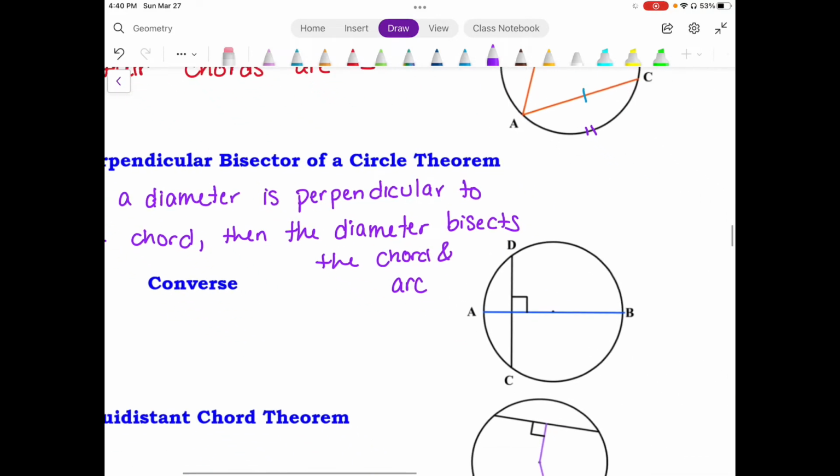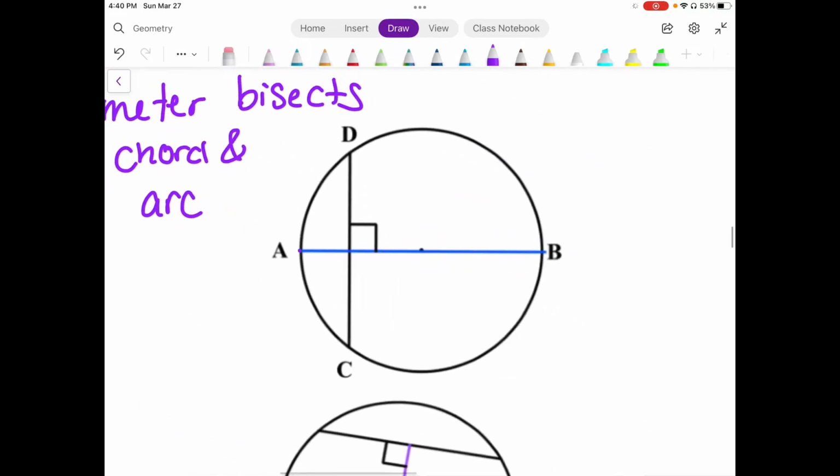So what this might look like is here is our diameter, and it is going through the middle of the circle, and it's going to cut this chord in half because it is perpendicular to that chord. It makes that 90-degree angle. So it cuts that chord into two equal halves. And since it cuts the chord into two equal halves, it also cuts the arc into two equal halves as well.